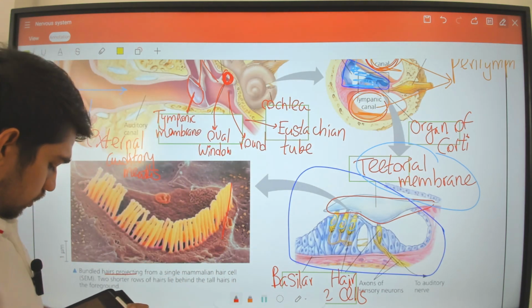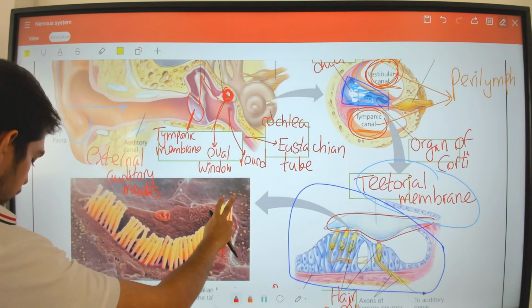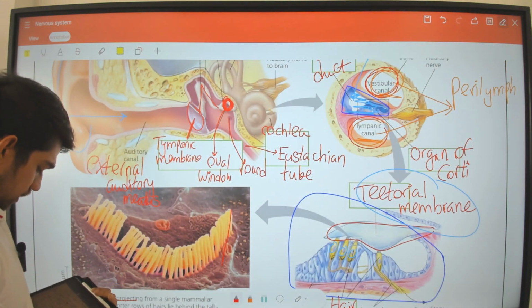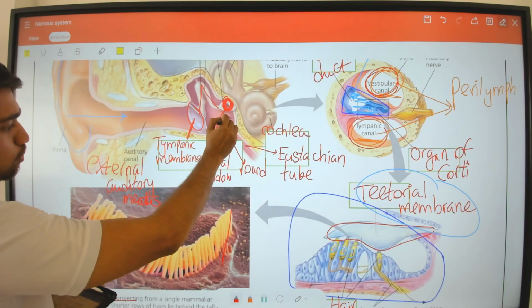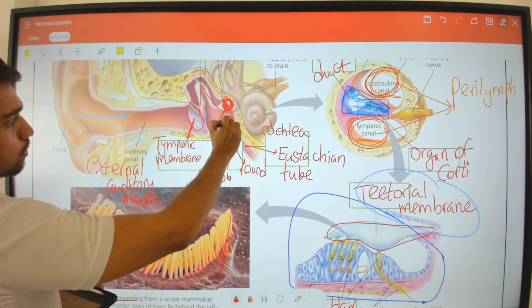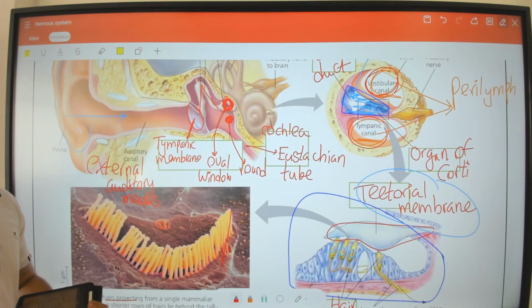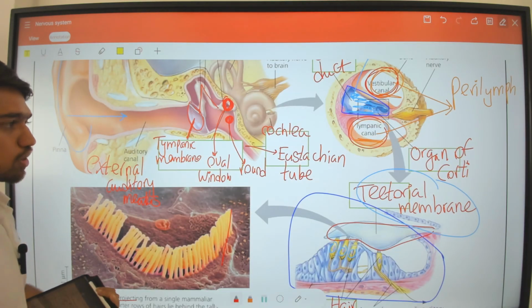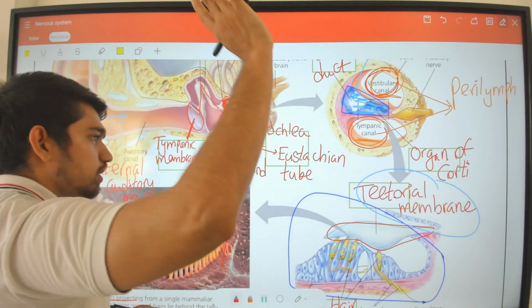After the sound perception, the fluid wave is dissipated. The fluid wave is dissipated into the middle ear by the vibration of the round window. You can see this is the round window. So after the generation, sound waves are not kept inside the inner ear; they are dissipated to the outside.